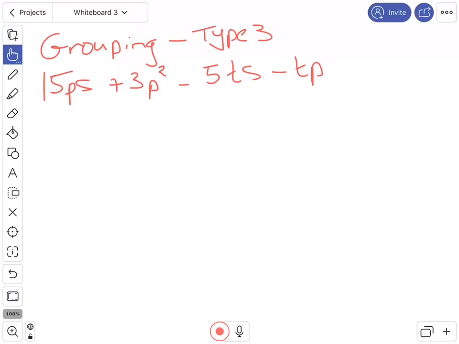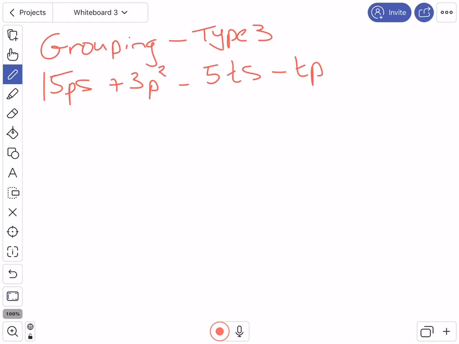Okay, we're going to take a look at grouping now. This is type 3. So that previous type was quadratics, and then the type before that was just taking out what's common. So this is our third type and our second last one. What we're going to do here is what we've been doing for the last while. We're going to be taking out what's common from the first two, and then we're going to take out what's common from the second two. So it's kind of like the second half of a quadratic question.